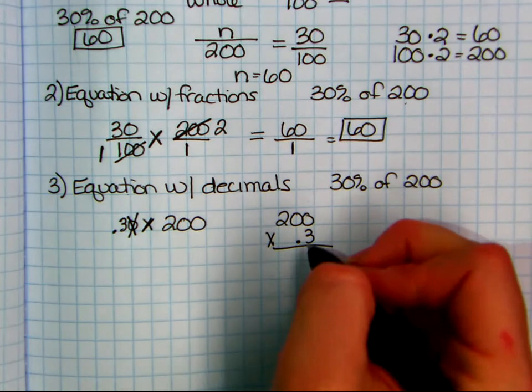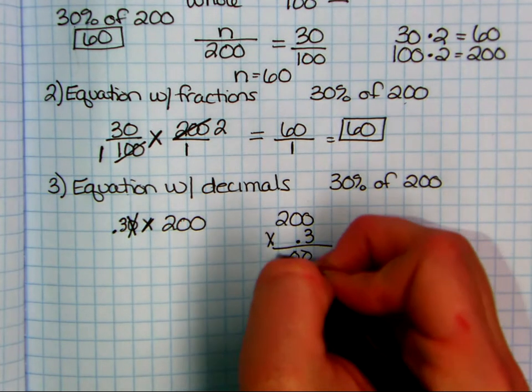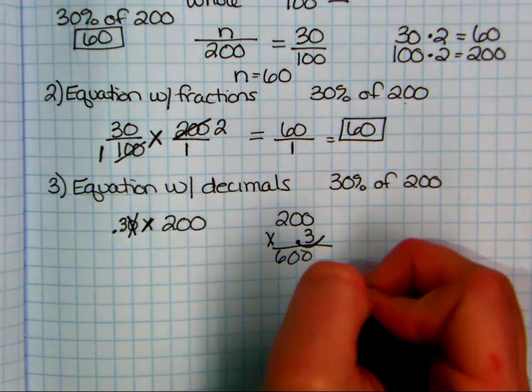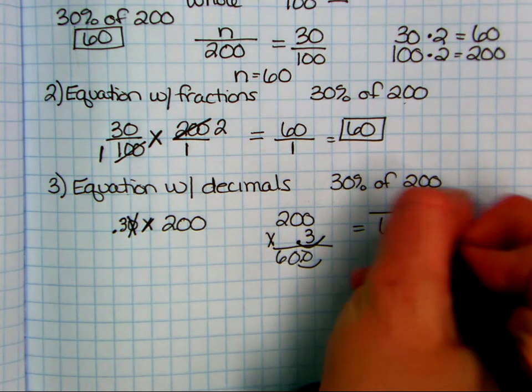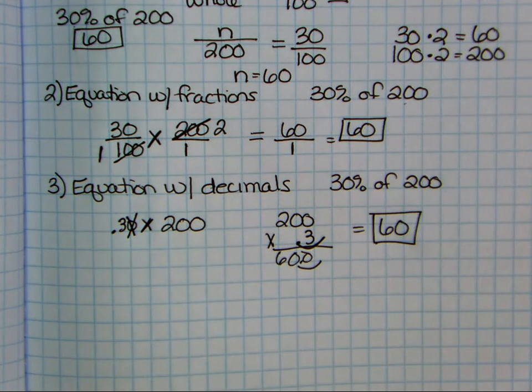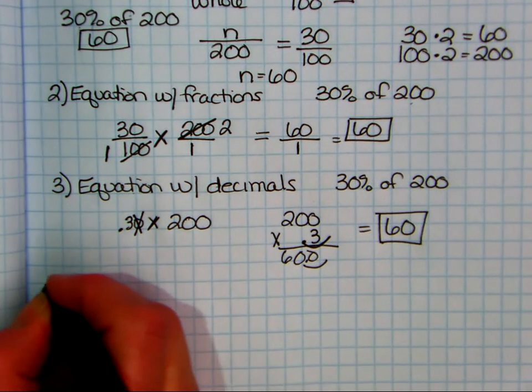All right, let's multiply that out. 0, 0, 6. You've got 1 decimal place out, 1 decimal place in, and you end up with 60. The same answer. Solving percent of a number 3 different ways. So hopefully that was review for you.